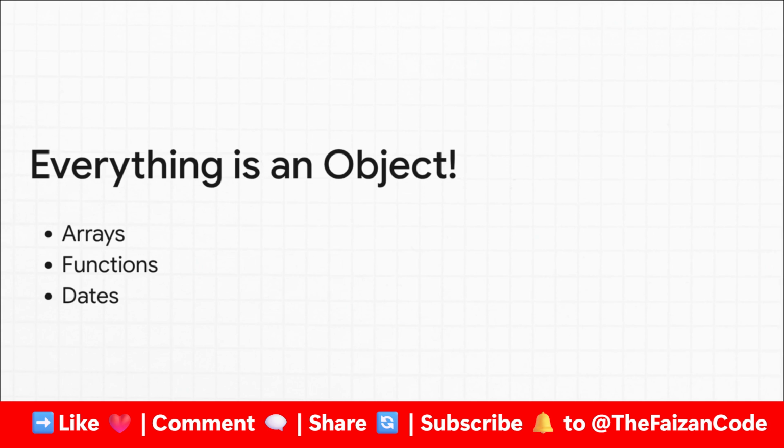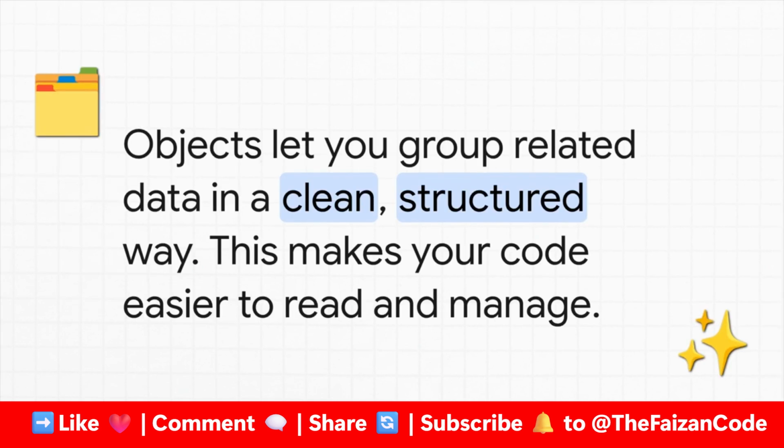In JavaScript, almost everything is an object. Seriously, that array you use to store a list of things, that's an object. That function you write to do something cool, yep, that's an object too. Dates and so many other things are all just specialized objects under the hood. They are absolutely everywhere.